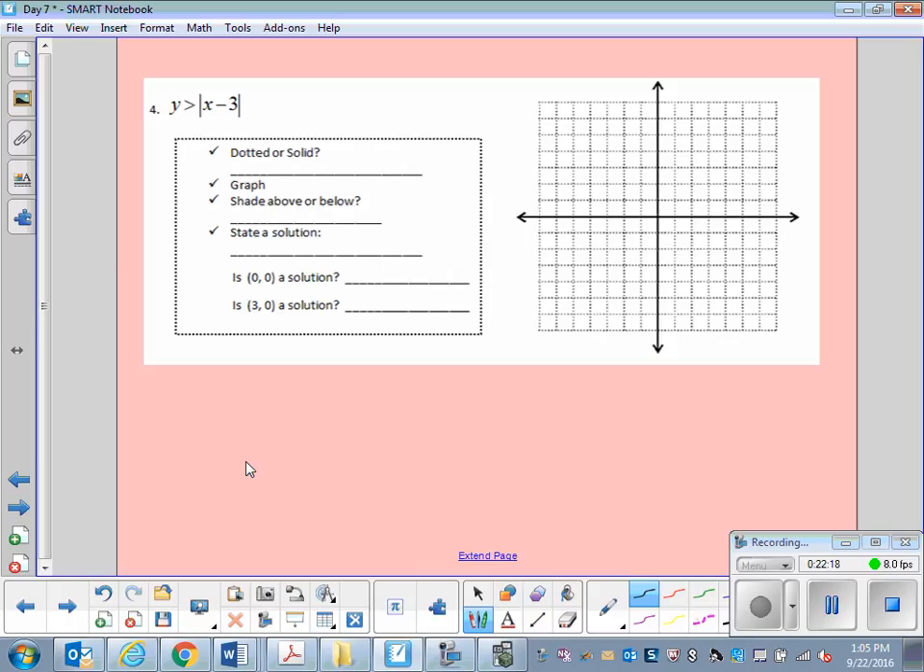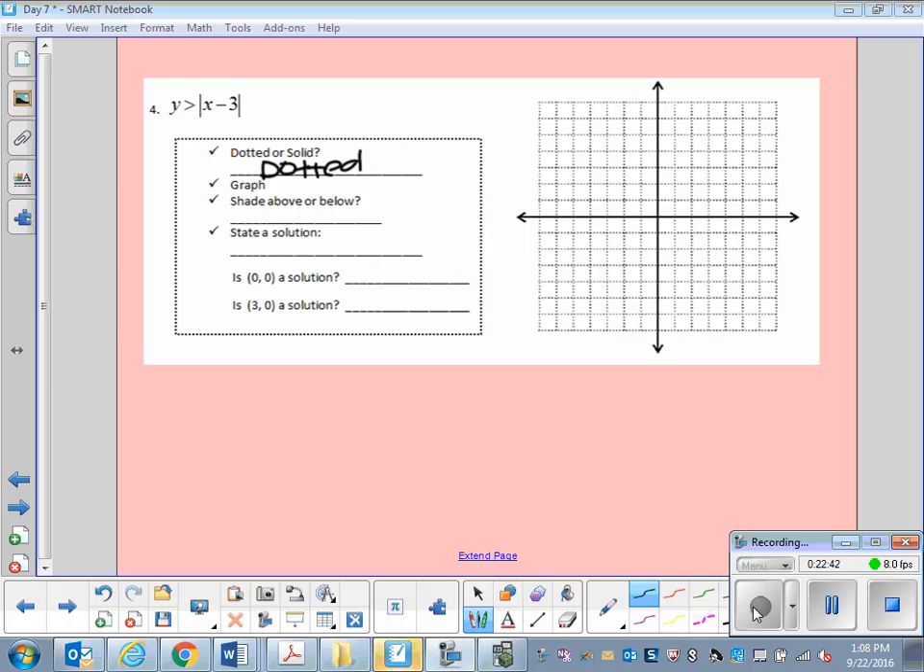Let's do one more. Should we do it together, or do you want to do it by yourself? By yourself. Okay, let's try. All right, so number 4. Is this dotted or solid? So dotted. Okay, and then we have to graph it.